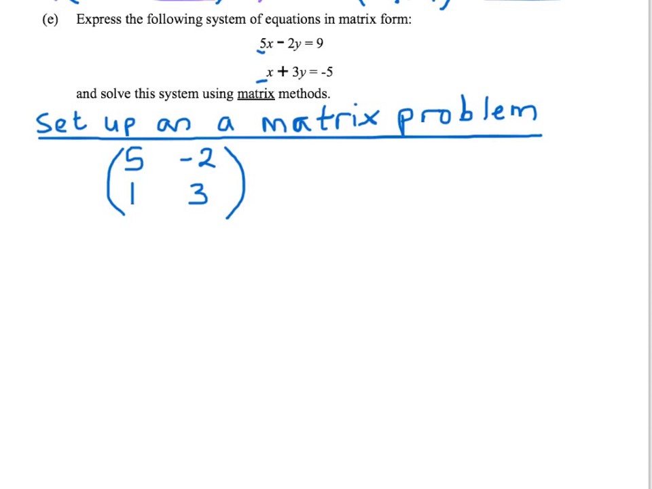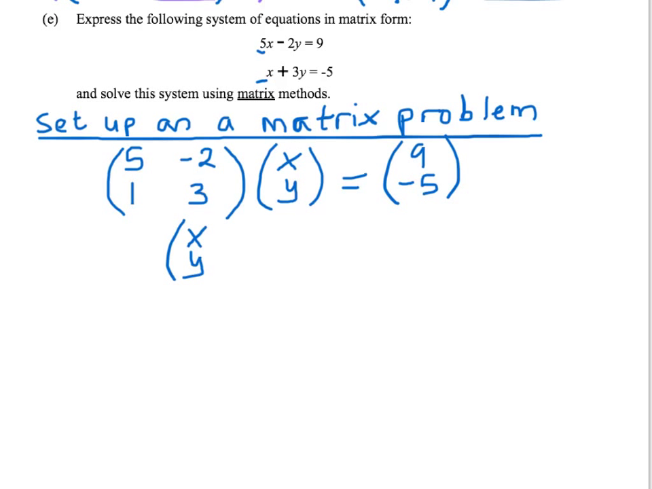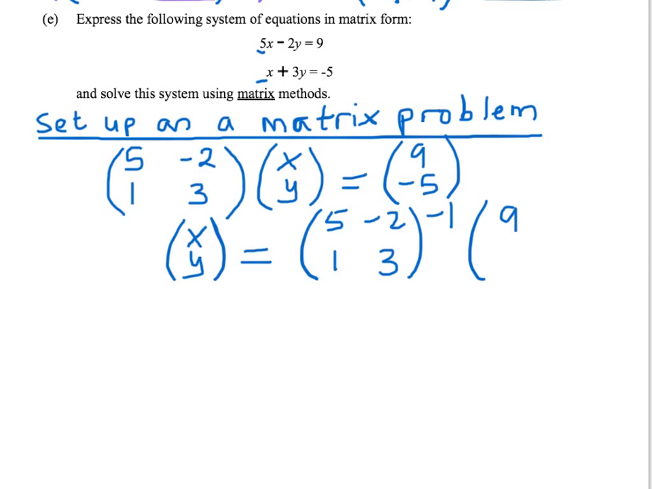So if I take that matrix and I multiply it by xy, then what that's going to be equal to is 9, minus 5. Now if I want to solve for xy, that's going to be equal to this matrix here, 5, 1, minus 2, 3, the inverse of that matrix, multiplied by the 9, minus 5.